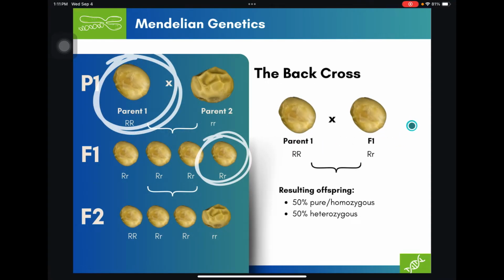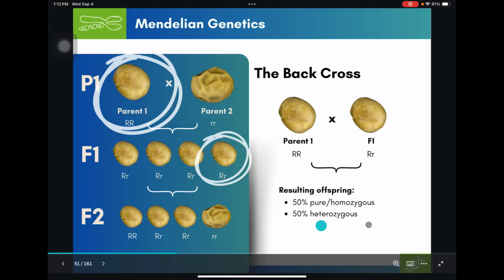So how is back cross conducted? Number one is to take one parent which contains a pure strain, and take one organism from the F1 generation and conduct genetic crosses. The resulting offspring would give you 50% pure or homozygous. It's either homozygous dominant if you take this parent, or homozygous recessive if you take this parent. And the other half would give you 50% heterozygous.